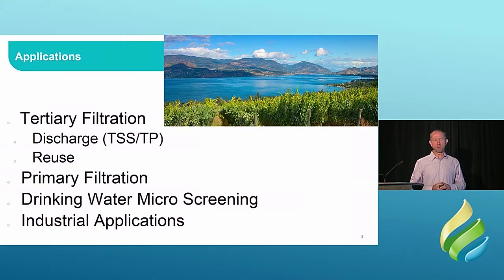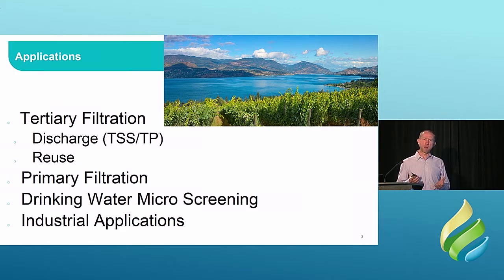What do you use these things for? The most common application of disc filters or drum filters is tertiary filtration. That has been, in the past, perhaps more driven by discharge standards, effluent quality, suspended solids, and more often total phosphorus, so getting down to very good effluent quality, very low levels of phosphorus. Increasingly these things are also being applied for reuse, and it's not necessarily mutually exclusive. You can do discharge and reuse using the same system. I'm seeing more and more of that in BC now, people looking at this technology for reuse as well as for effluent quality.